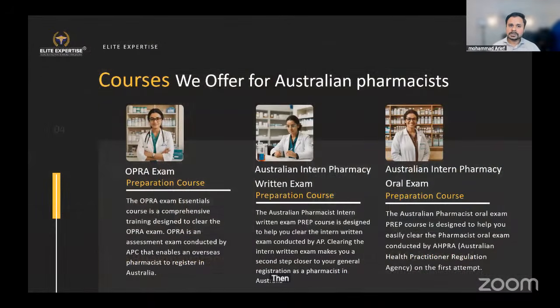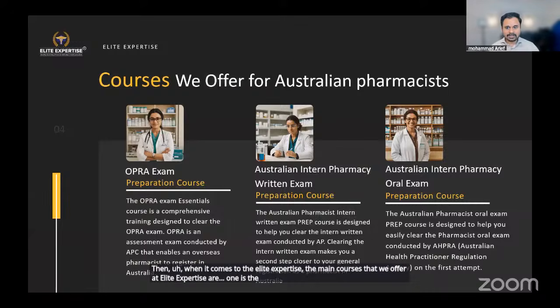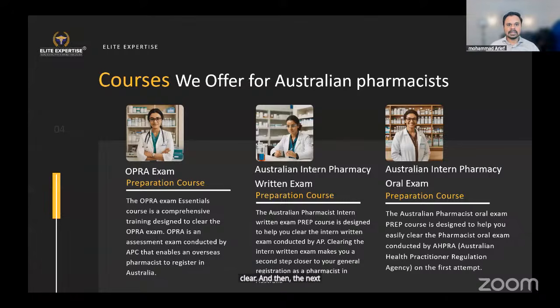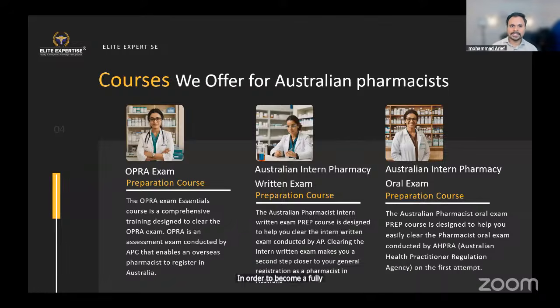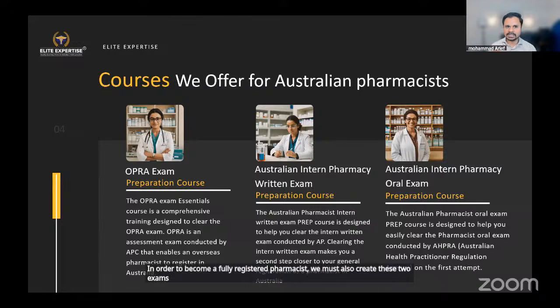Then, when it comes to Elite Expertise, the main courses that we offer are the OPRA examination, the first step of the exam for all the overseas candidates to clear. After clearing the OPRA exam, there will be two more exams: the intern pharmacist written examination and the intern pharmacist oral examination. Just by clearing the OPRA examination, you will become an intern pharmacist, but you won't get full registration. In order to become a fully registered pharmacist, we must also clear the intern written as well as the intern pharmacist oral examination.